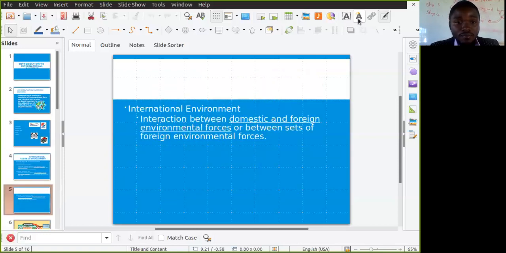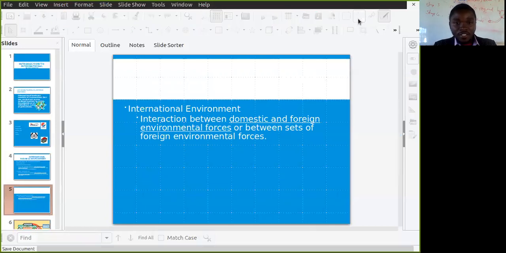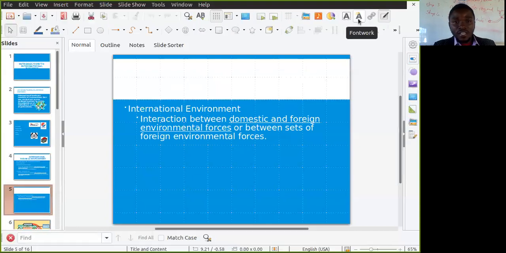The third one being international environment. This looks at the interaction between domestic and foreign environmental forces or between sets of foreign environments. How will the domestic country and the foreign country relate at the end of the day, in as much as they are carrying out their international business?